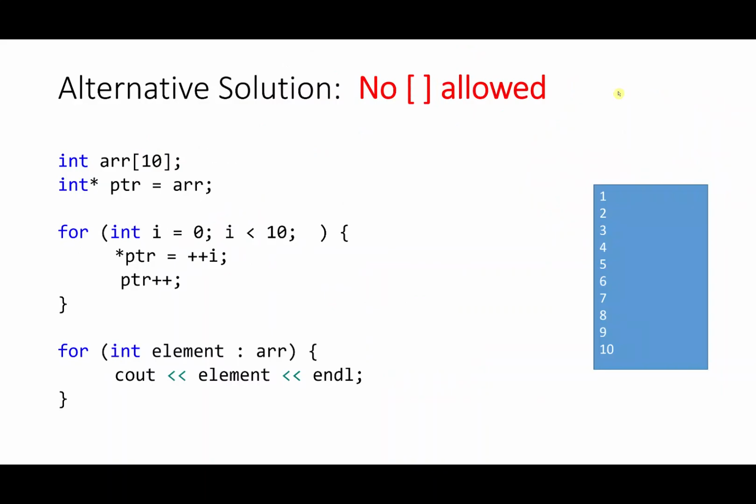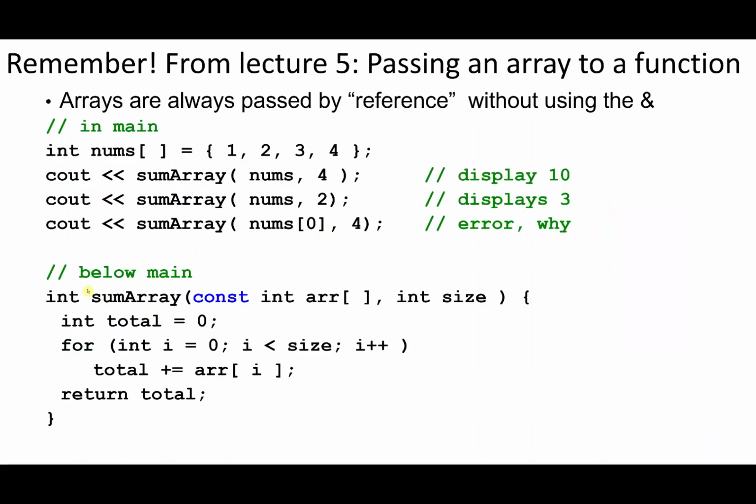Here's an alternative solution. Same thing in here, but you can do asterisk PTR I plus I, and you remove the plus I from here, right? And then you advance the pointer. And this is going to be exactly doing the same thing.